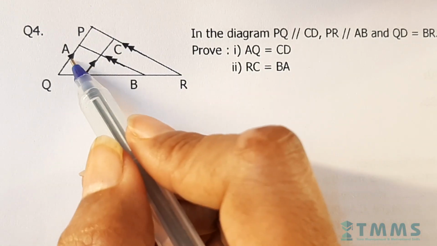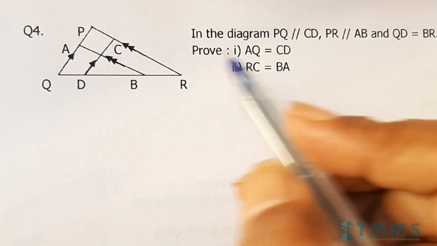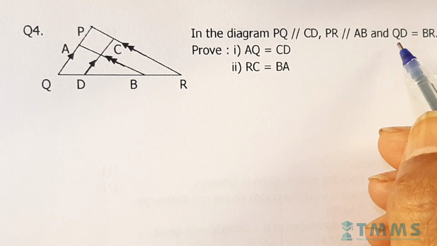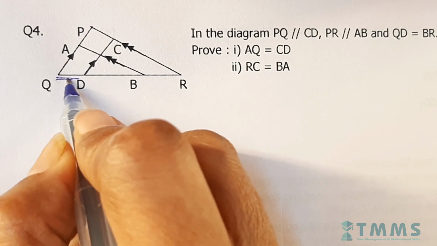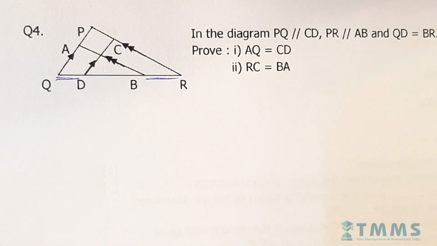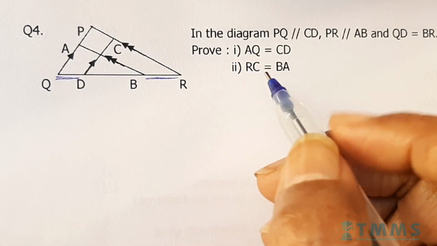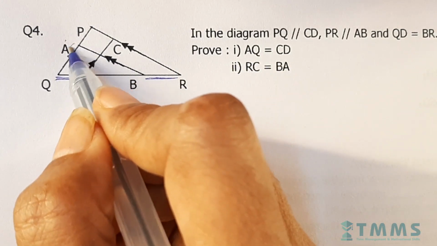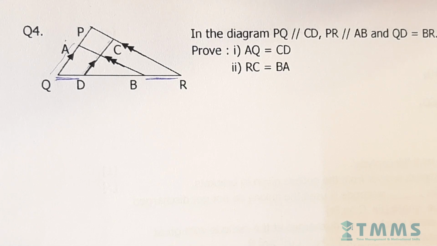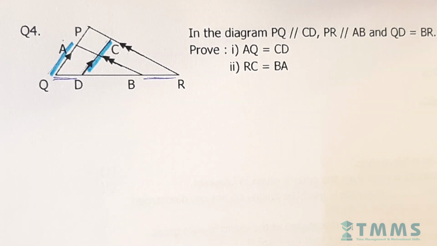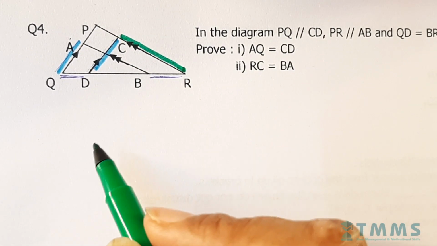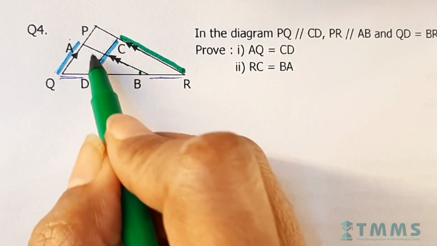is parallel to CD with one arrow and one arrow, and PR is parallel to AB with two arrows and two arrows. And we also know that QD, where is our QD? Here. And BR is here. Now QD and BR are equal, and we have to prove that AQ, that is this one, is equal to CD, that is this one. And also we have to prove that RC is equal to BA, that is this one.